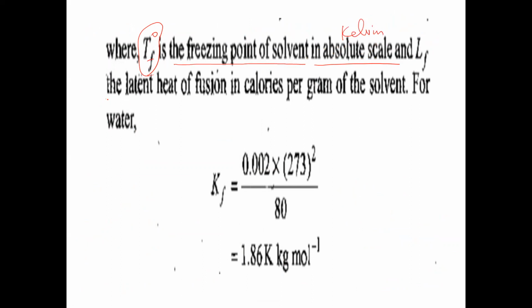And LF is the latent heat of fusion. LF value in calories per gram. So if you take calories per gram here, this R value should be taken as what? R should be taken as 2 calories. For water, KF of water is equal to what? 2 by 1000, that is 0.002, into 273 Kelvin square divided by 80 calories. It will be 1.86 Kelvin kg mole inverse.